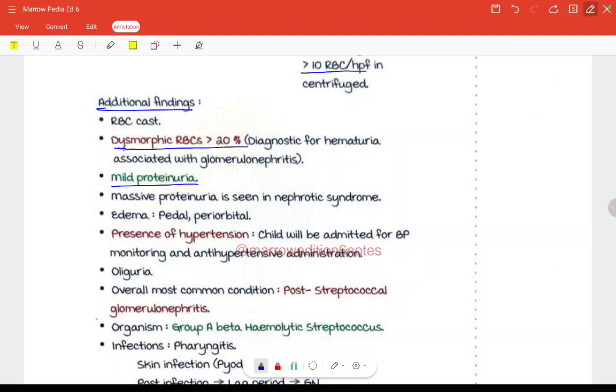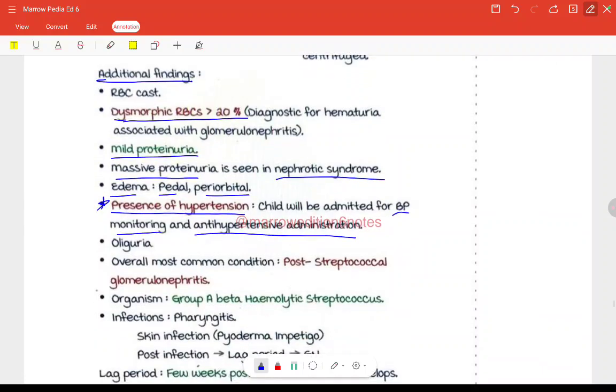Proteinuria is mainly a feature of nephrotic syndrome, right? That is massive proteinuria. Mild proteinuria may be found in glomerulonephritis. Massive proteinuria is seen in nephrotic syndrome. Edema may be present, pedal or periorbital. Presence of hypertension is an important feature here, right? Child would be admitted for BP monitoring and antihypertensive administration. There will be oliguria, and overall most common condition associated with glomerulonephritis is post-streptococcal glomerulonephritis.